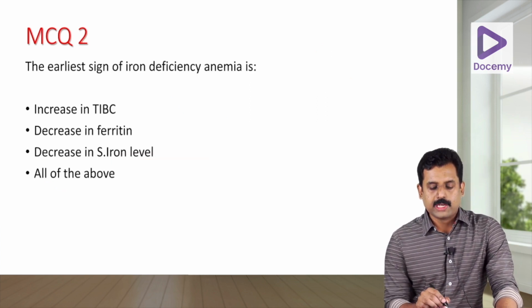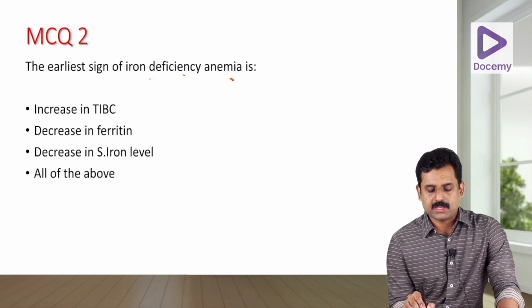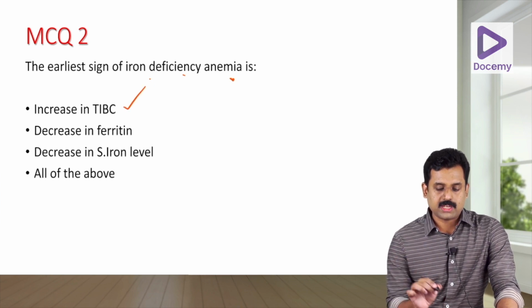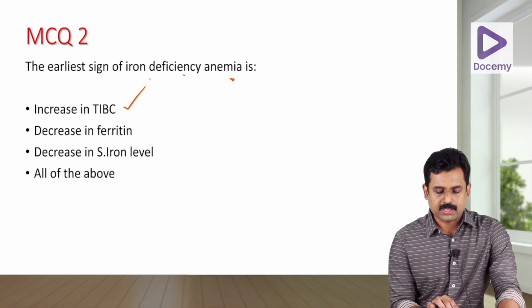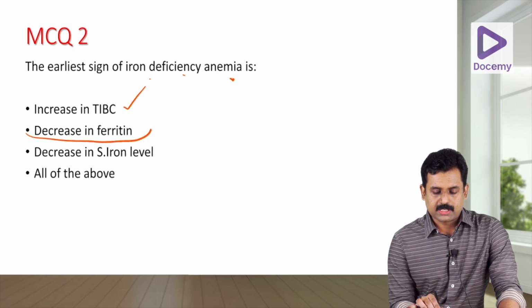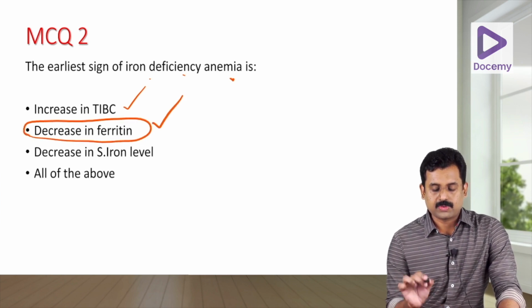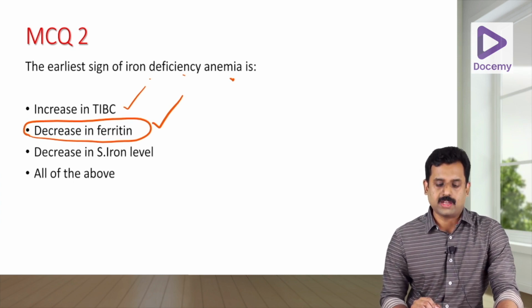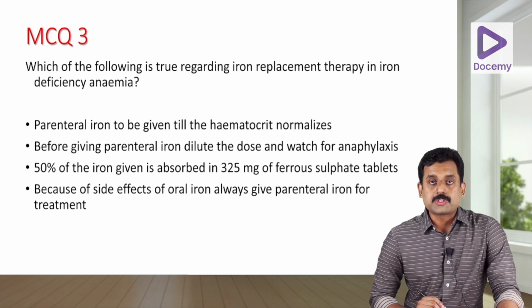MCQ 2, the earliest sign of iron deficiency anemia. Increase in total iron binding capacity is true, but the earliest sign of iron deficiency anemia is a decrease in serum ferritin. So that is why it is usually done as a screening test for iron deficiency anemia. Okay, I will go to question number 3.